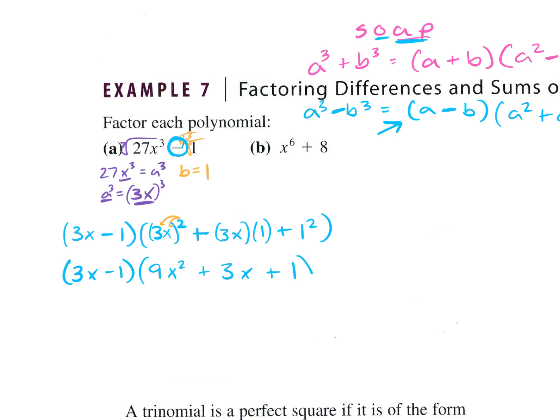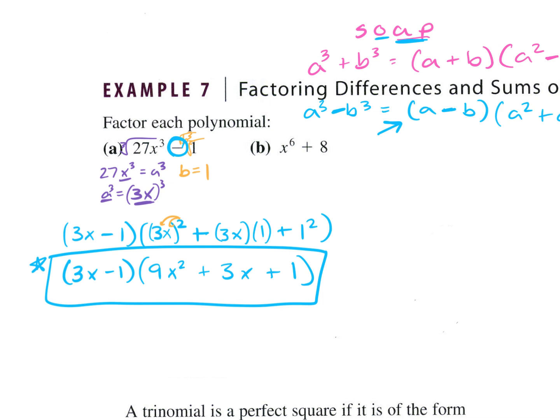1 squared is 1. Now when you're using the sum and difference of cubes, you can't factor it any more than the formula. So once you plug it into the formula, you're done. The middle, like that trinomial that you have with it, this guy doesn't factor anymore. We just leave it the way it is because it can't factor. So this would be our final answer.